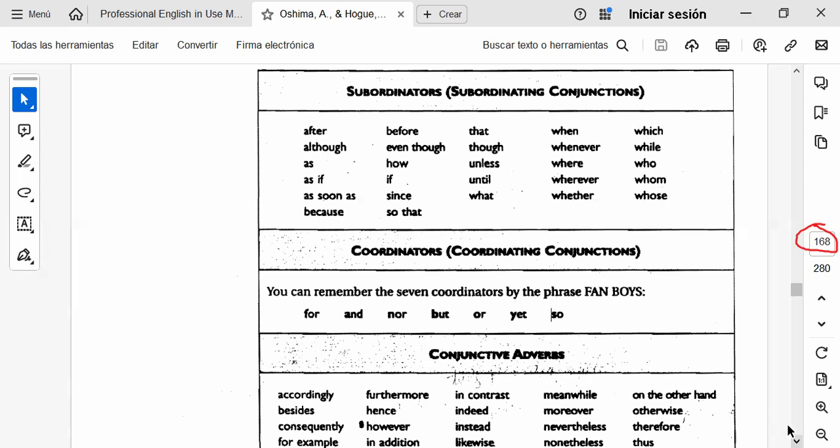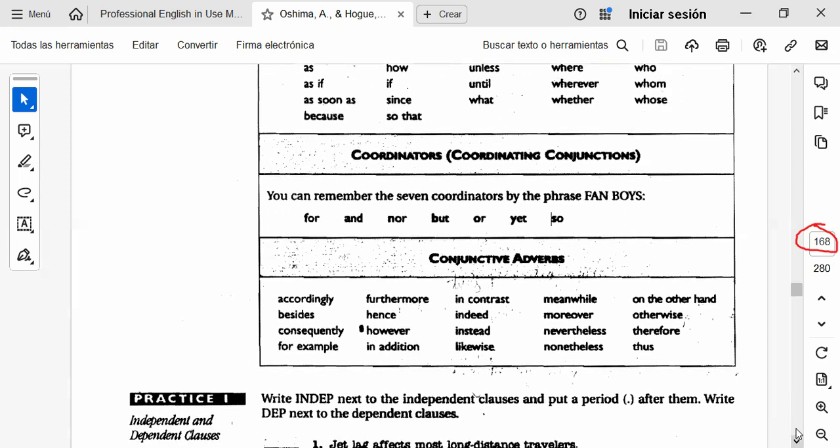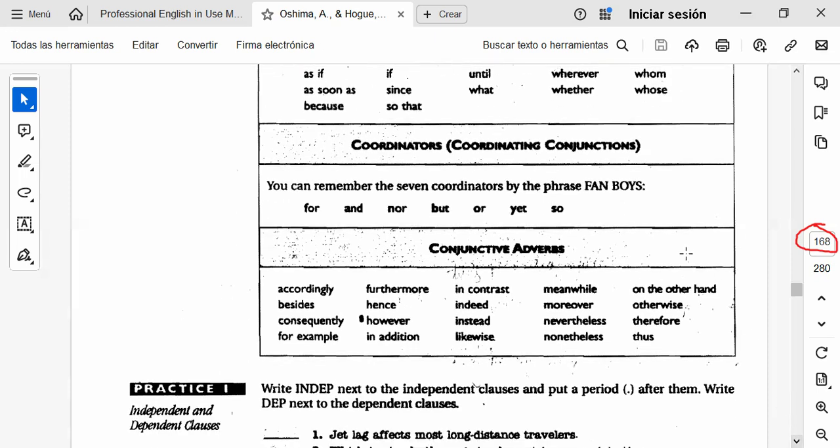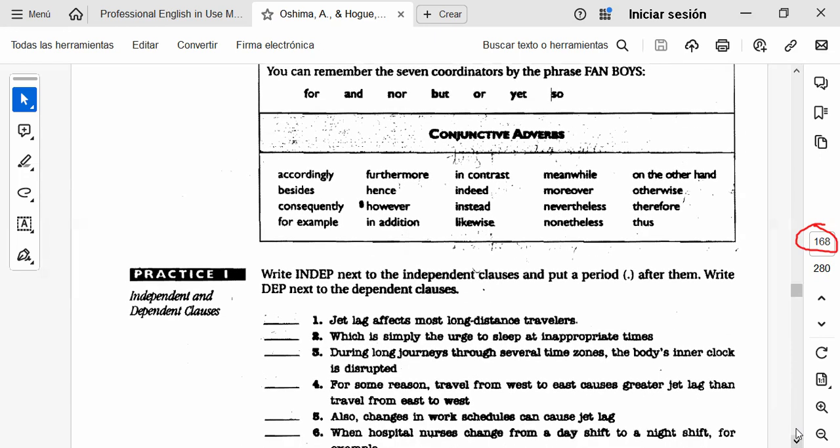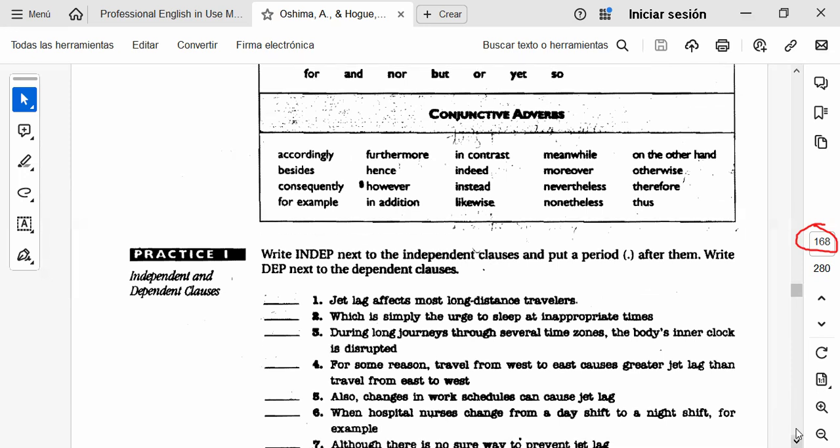Conjunctive adverbs. You also have some adverbs that you can use. Any of these you can use to develop this practice. Write independent next to the independent clauses and put the period after them. Write dependent next to the dependent clauses. So after reading, we are going to do the exercise, okay?